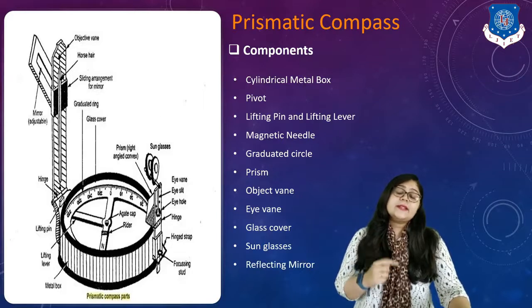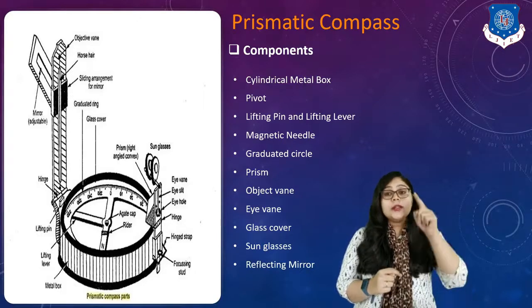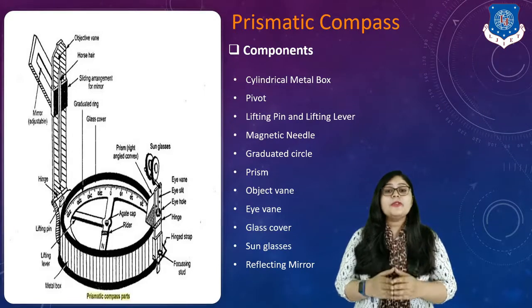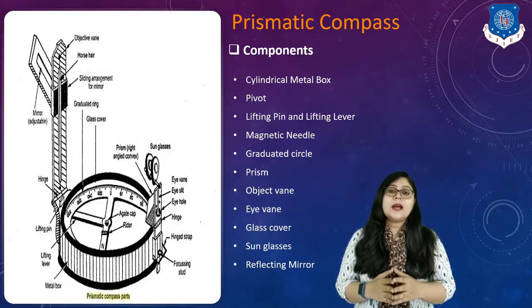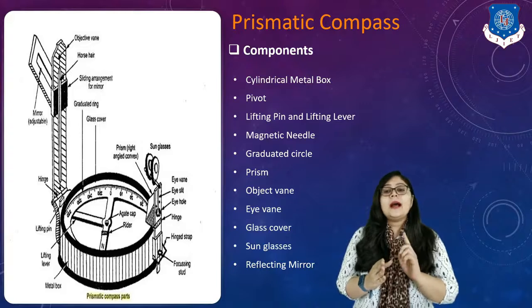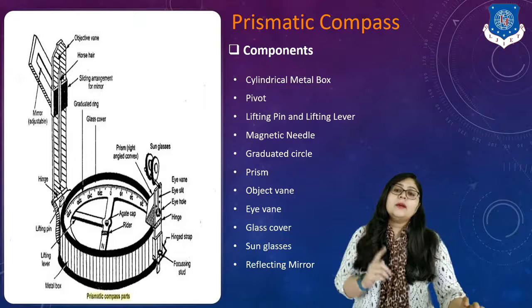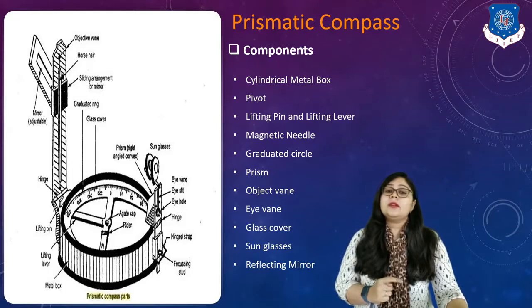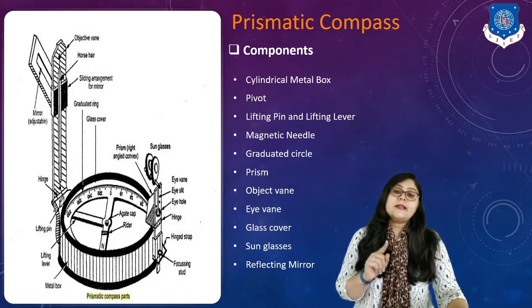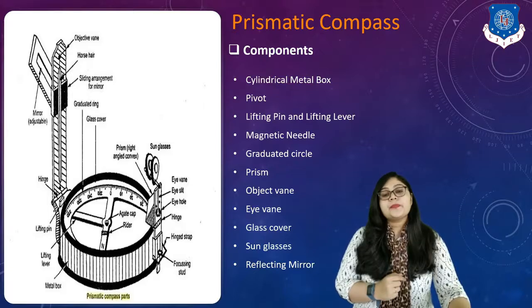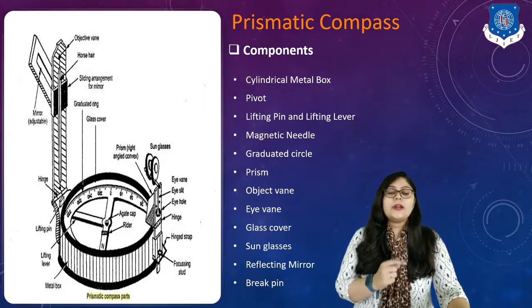And next is the reflecting mirror. It means on the object vane you can see a reflecting mirror is there. The purpose of the reflecting mirror is that in hilly areas, we can visualize the lower ranging rod's reflection and identify the angle by judging its reflection over that mirror. That is known as the reflecting mirror. It is not used to measure or read angles. It is used to visualize our ranging rod, right? So that's all for the reflecting mirror.